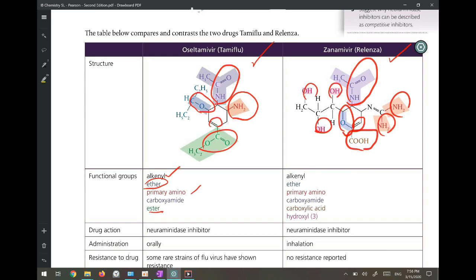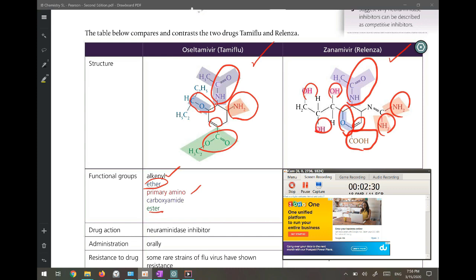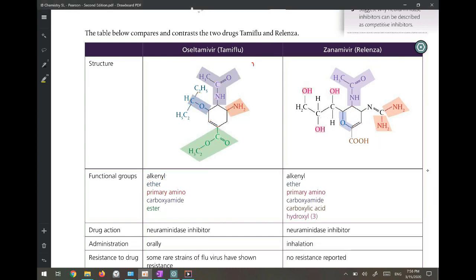They are very important. And they ask you to write down the functional groups that you have in each of these medicines. Okay, they may ask you different types of questions. For example, they can tell you what is the functional group which is available in oseltamivir, but it's not available in zanamivir, or vice versa.